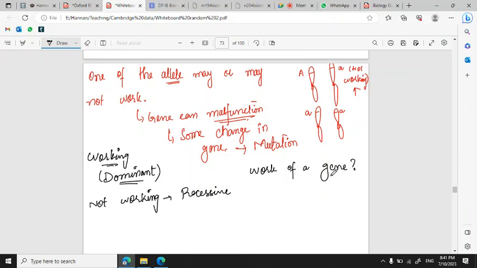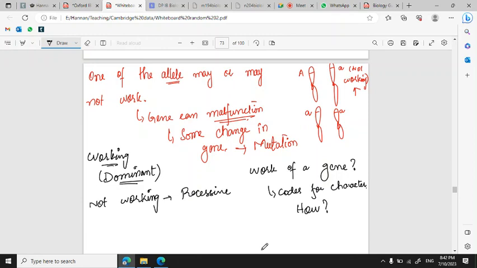How does a gene work? It would, for example, code for hair color. It would code for facial features. So I can say it codes for characters, the characteristics of an individual.